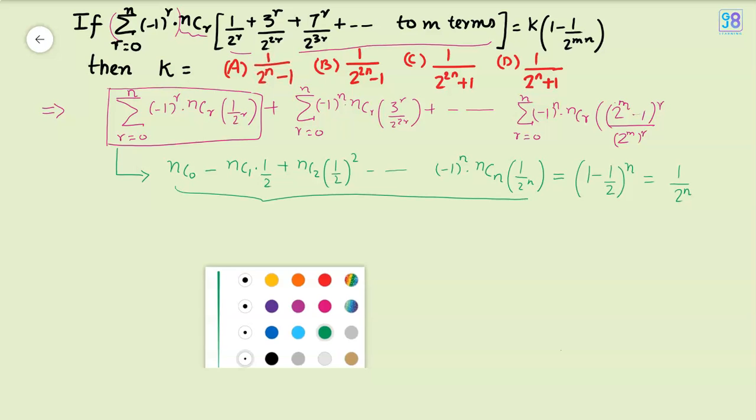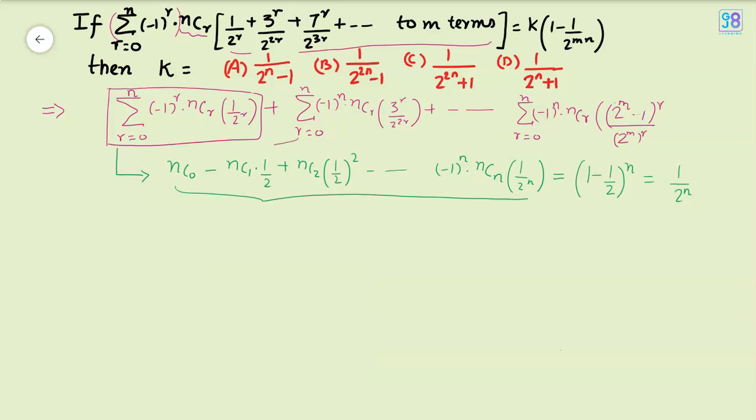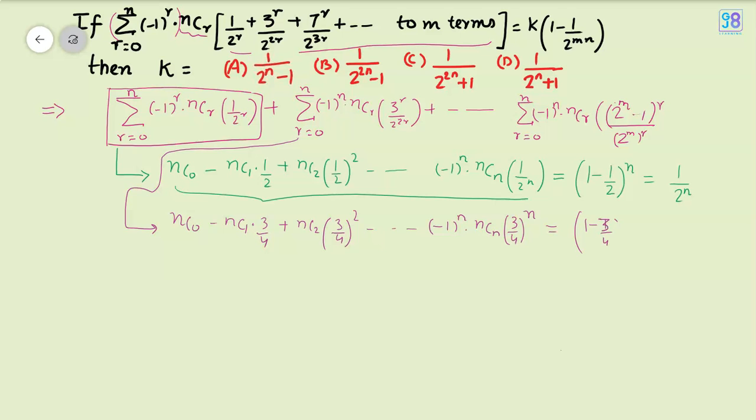In a similar way, if we start from this second term and expand that, we'll be getting terms like nC0 minus nC1, and when I put r as 1, this becomes 3 by 4, and the next term will be nC2 times (3 by 4) whole squared, and go all the way up till minus 1 to the power of n times nCn times (3 by 4) to the power of n, which you will observe is nothing but the expansion of (1 minus 3 by 4) to the power of n. That simplifies to 1 over 4 to the power of n.